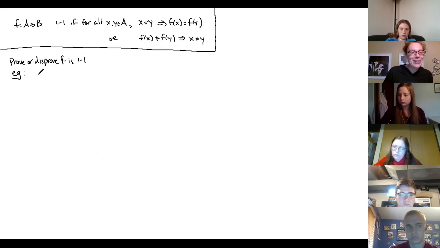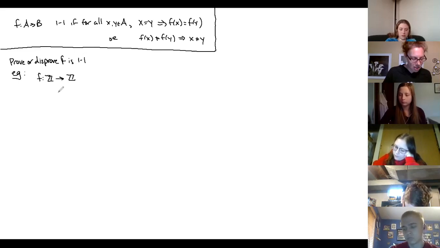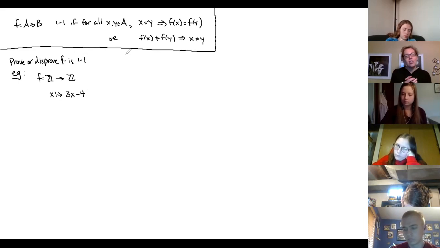Okay, here's my first example. F is going to go from the integers to the integers, and X is going to be sent to 3X minus 4. You are going to need to develop a feel for whether F is one-to-one and onto or not when we are doing F with the rule.